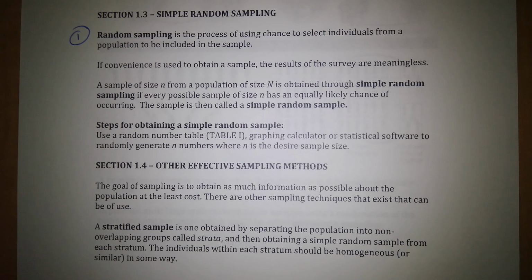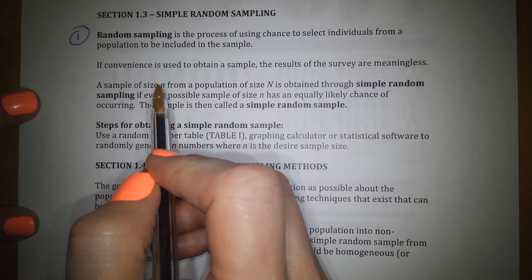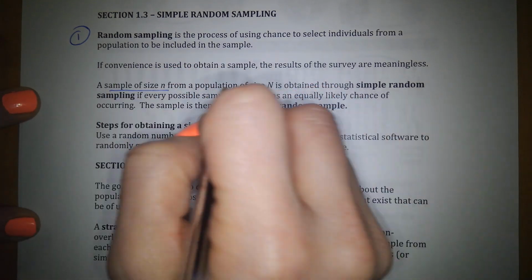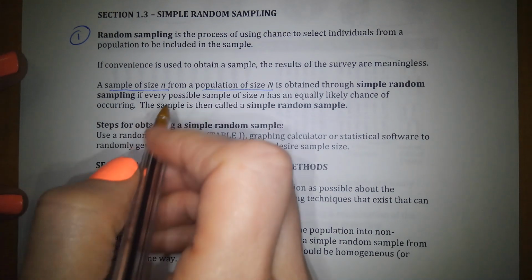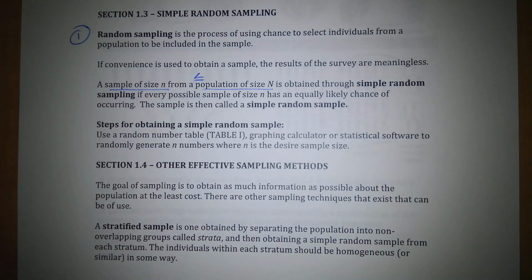A sample of size n from a population of size big N. I want you to start to notice some of the letters being used here. A small n is used for the sample, but a big N is used for the size of the population. Clearly small n will always be smaller than big N because it's a sample of the population. And it will be obtained through what's called simple random sampling.